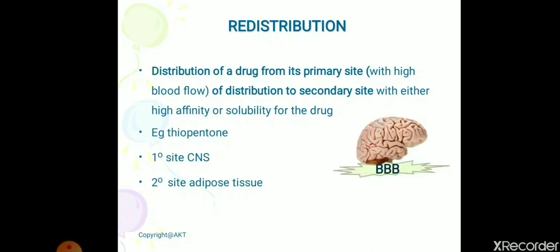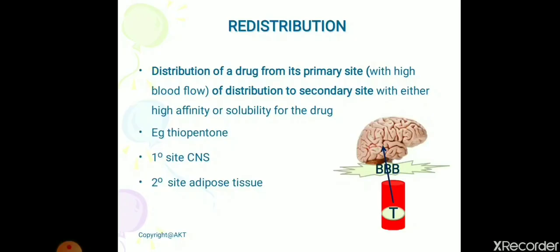See the figure. It's a brain, and you can see the blood-brain barrier and the systemic circulation. When thiopentone is administered by IV route, it can easily cross the blood-brain barrier. Why? Because of high lipid solubility, and blood flow is high to the brain, so it reaches there at a higher rate. It reaches the brain and produces depression, leading to general anesthesia.